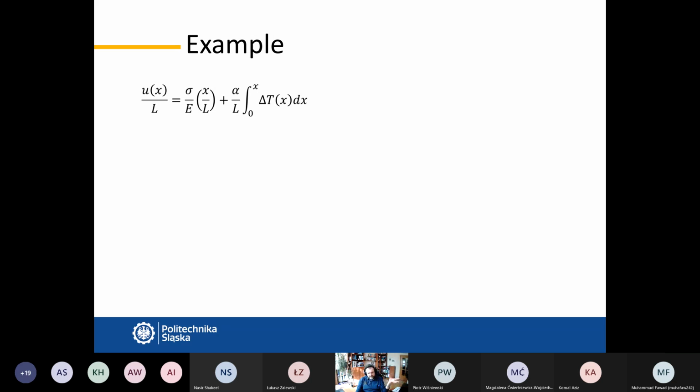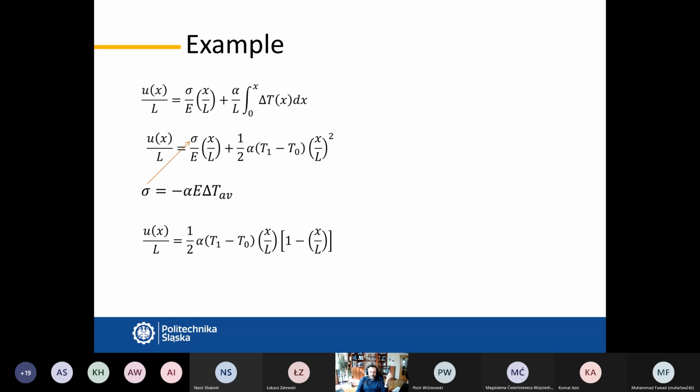If the ends are free, the bar would extend. We can calculate the strain U over L. This is again a constant parameter, zero stress, and we have alpha over L and the average temperature. If we integrate it, there is x over L. So if we integrate it, it is half of x squared over L. So the integration is quite simple.